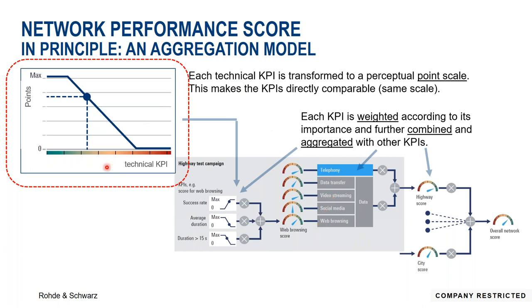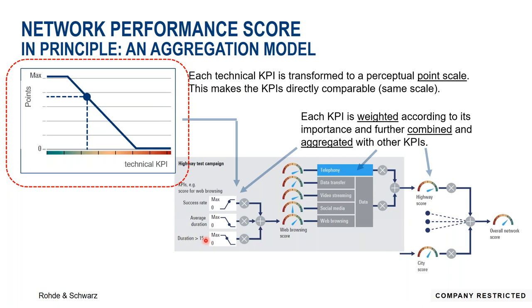Okay, so in this particular example, we are looking at the web browsing score. How good is it to browse a website on a particular network operator's network? This web browsing score is further divided into different KPIs. In this case, one is the success rate, whether it is successful. Then, of course, there is the duration for the web browsing. And then a further one: if the duration is more than 15 seconds, it will be a separate score. So why is there a separate duration of more than 15 seconds? I will be going through that in the next slide.